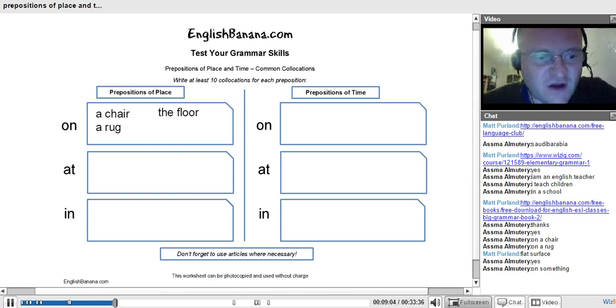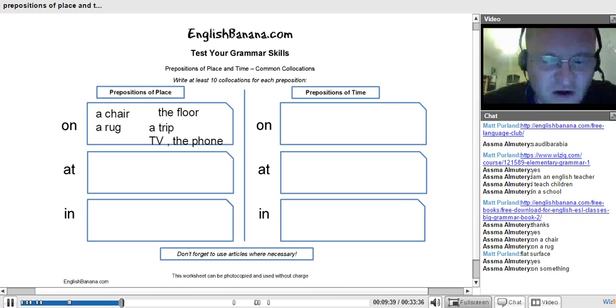Also, we can use it for location. Talk about maybe on a trip, on holiday, on a cruise. Another use is communication. Talk about on TV, on the phone. So these are the general collocations that we need to learn, "on" something.